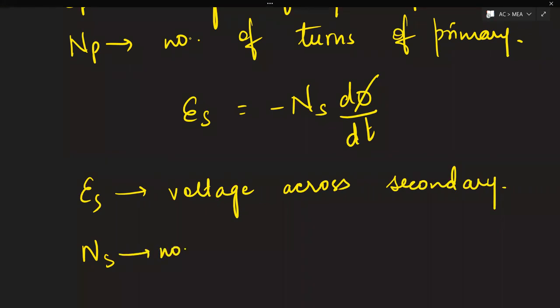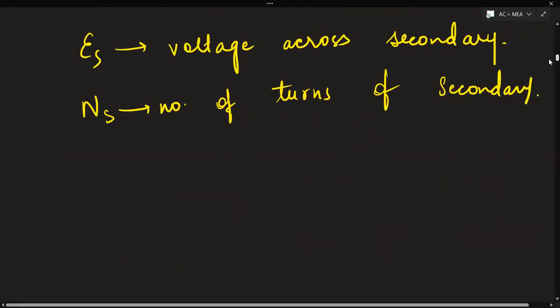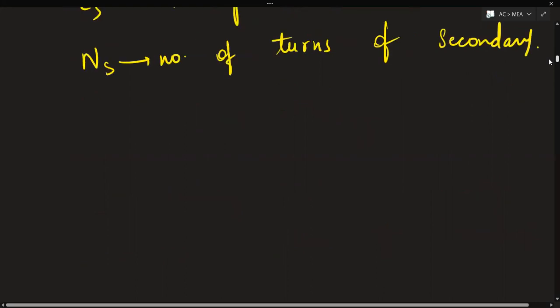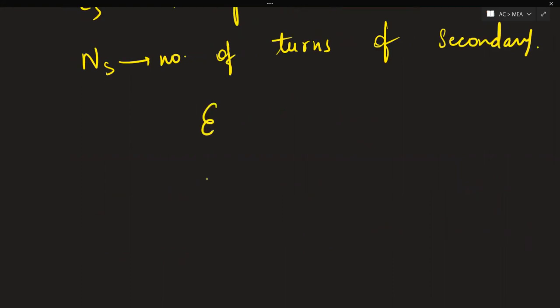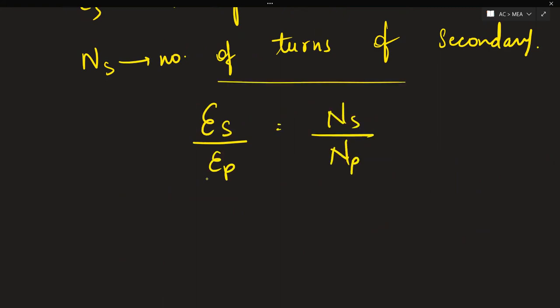This is the number of turns of the secondary. Now, if you take the ratio of these two, what are you left with? That is the first formula you obtain. If you take the ratio, d phi over dt will cancel the d phi over dt. What are you left with? ES divided by EP is equal to NS divided by NP. This is the first formula.